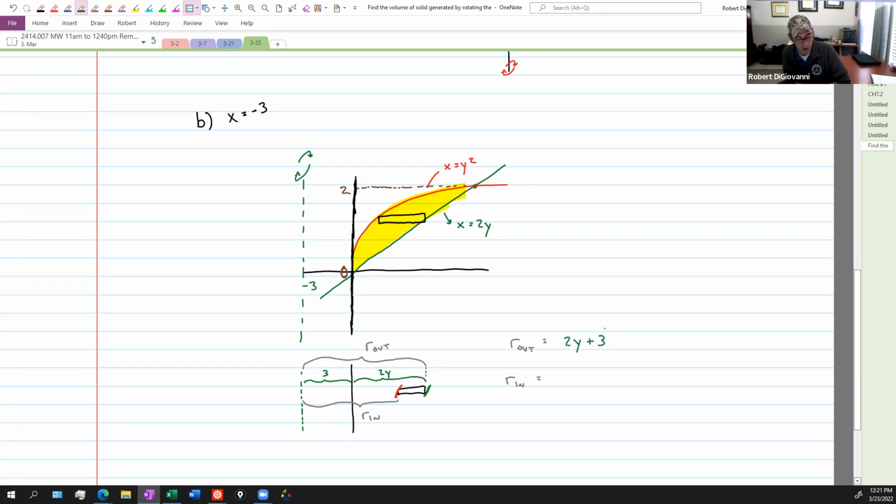So Jonathan, you want to give me R in as well? Y squared plus 3. So from here to here is y squared, and then from here to here is 3. So you get y squared plus 3. There you go. And now we just go into the formula. Pi integral 0 to 2. We're going to go up and down with these things. The outer radius squared minus the inner radius squared dy, not dx.